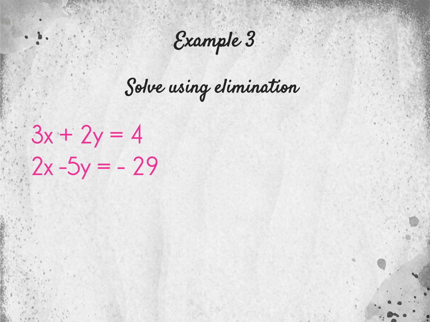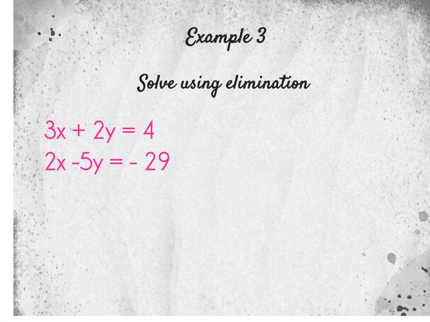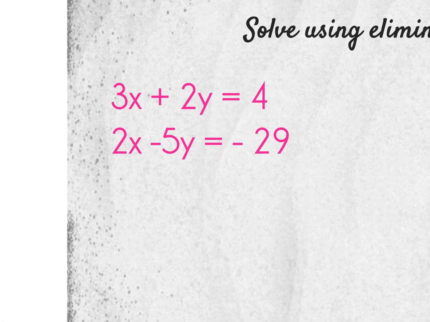Okay, so here's my next system. It's in standard form, but notice for this one, in order to get either x or y to eliminate, I'm going to need to multiply both equations because my goal here is to make the number in front of the variable basically the least common multiple between 3 and 2. Or if I wanted to eliminate y, I'd make it the least common multiple between 5 and 2.